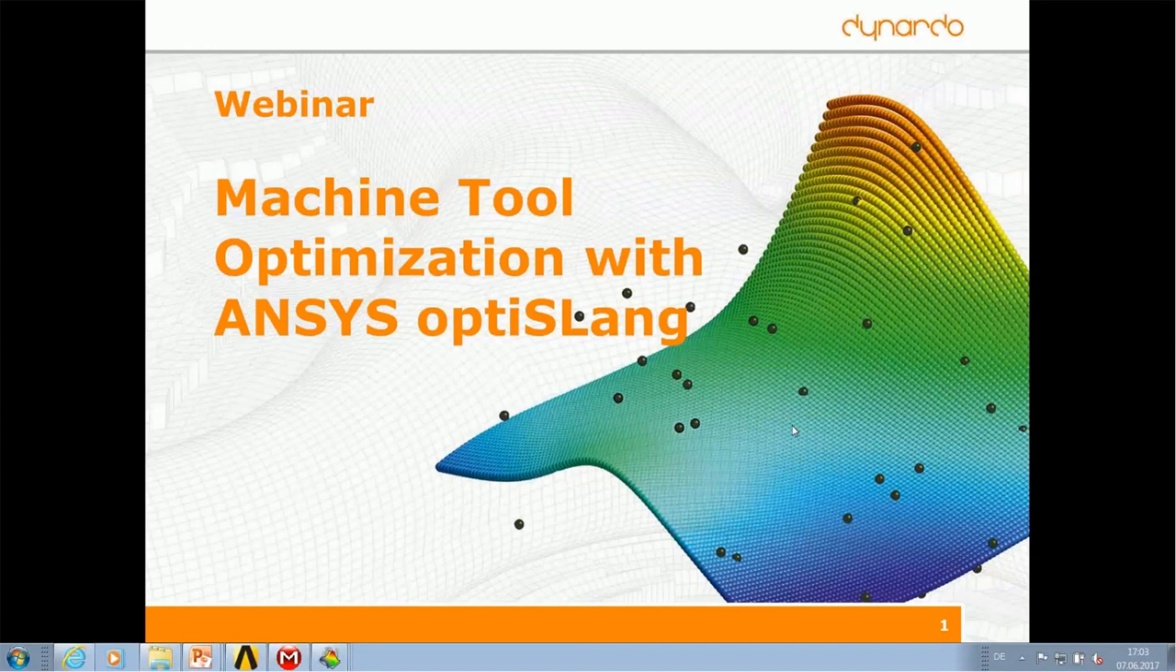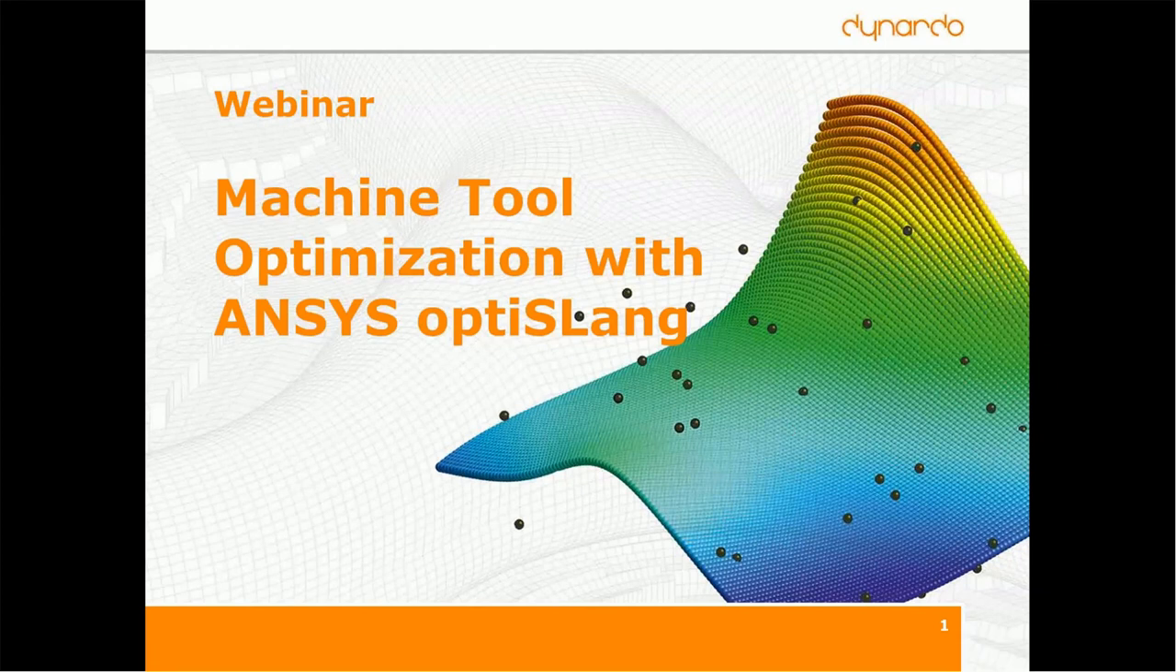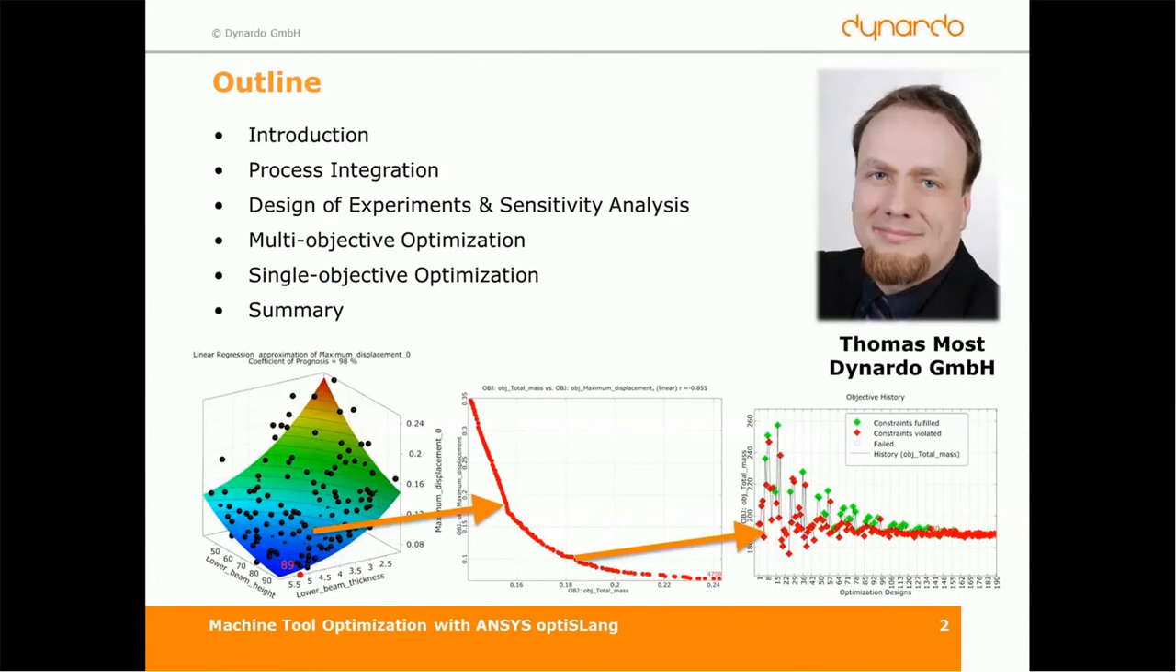Welcome to the webinar Machine Optimization with ANSYS optiSLang. We have the following outline. After a short introduction to optiSLang, I will discuss the process integration, how we can connect your individual solver, your simulation model to optiSLang, and then we will discuss the design of experiments and sensitivity analysis, followed by a multi-objective and single-objective optimization. This is done by means of a machine tool example, and at the end we will summarize our webinar.